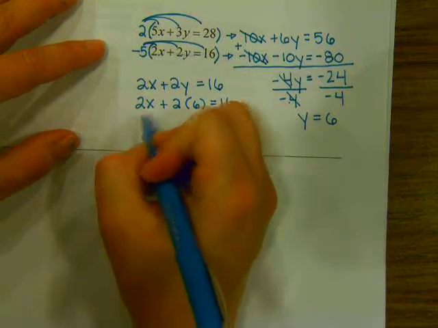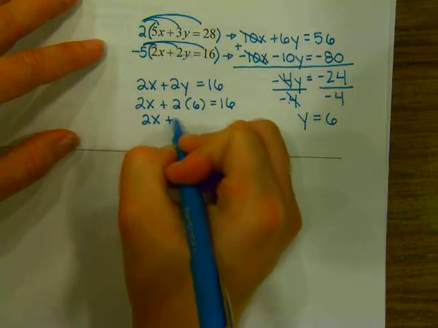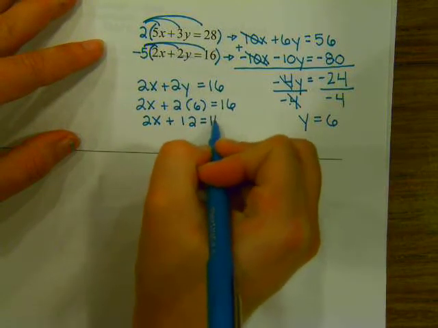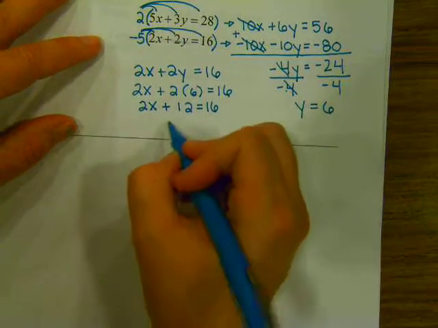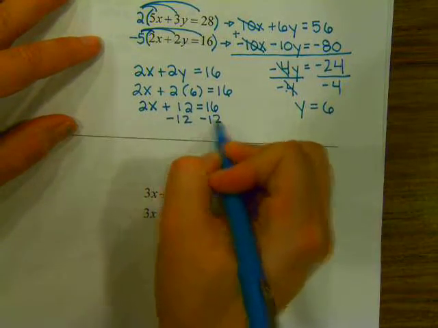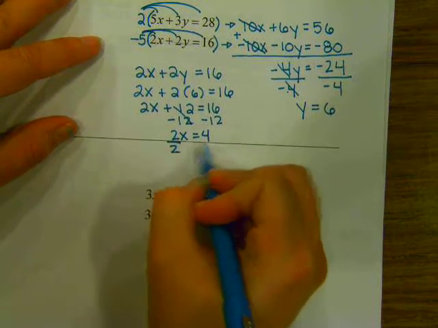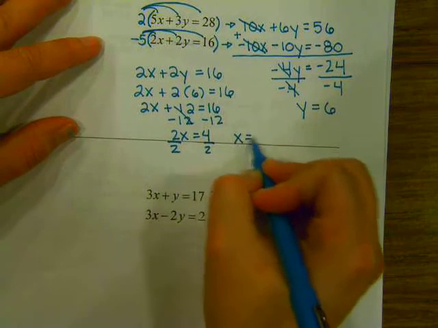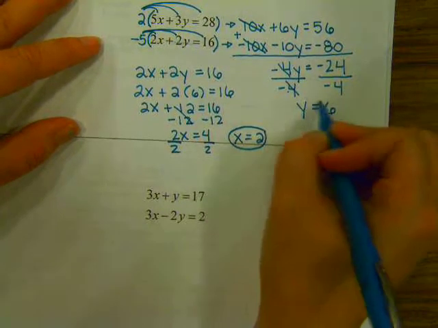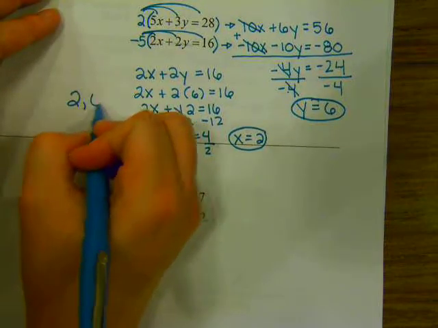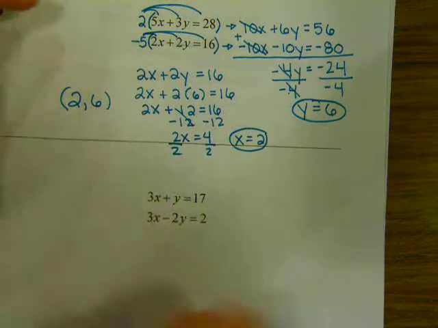So do the math. So it's going to say 2x plus 12 equals 16. Opposite of adding 12, subtracting. And then I'm going to divide by 2. So x equals 2. So again, both are your solution, and you write it like a coordinate point. That means the two lines are going to hit at that point.